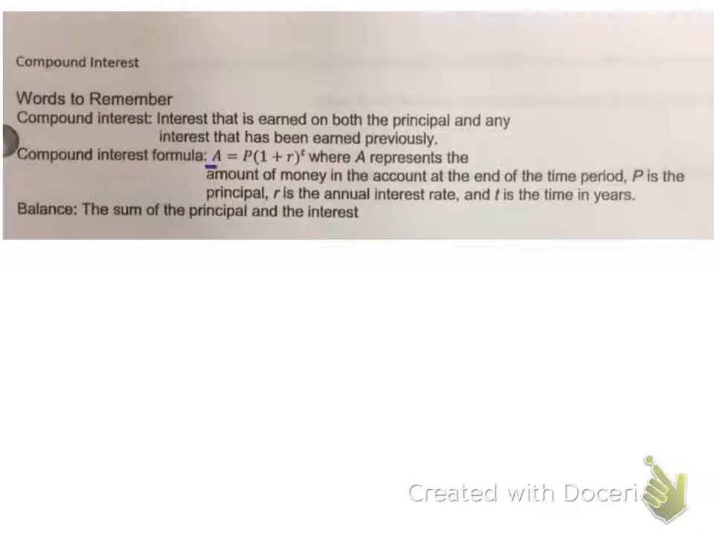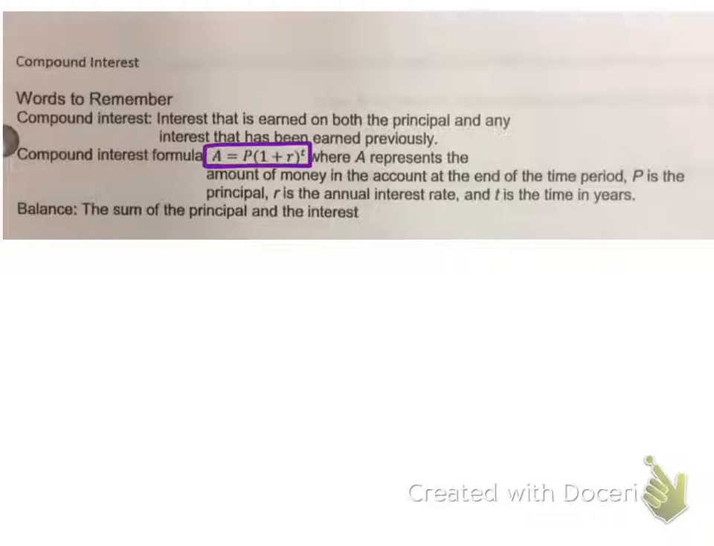So the compound interest formula, please underline that. And you're going to know to use this formula because the words compound interest will be used in the problem. A represents the amount of money in your account at the end of the time period. P is the principal, R is the annual interest rate, T is the time in years. So the P and the R and the T all mean the same thing in compound interest as they did in simple interest. Okay? The balance is the sum of the principal and the interest.